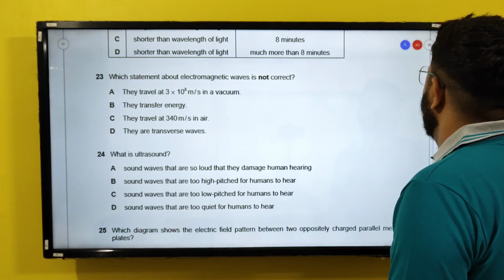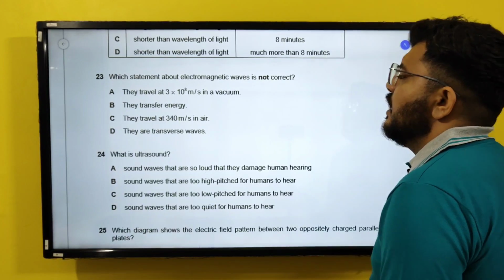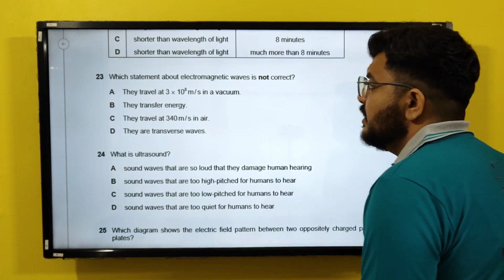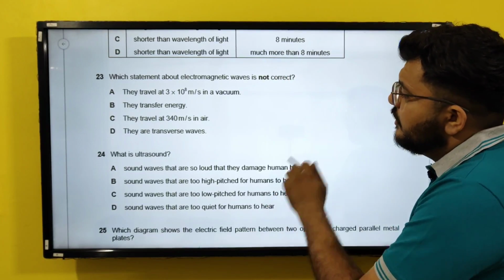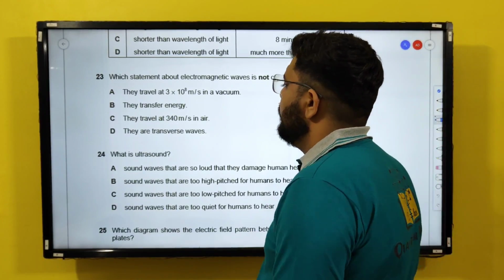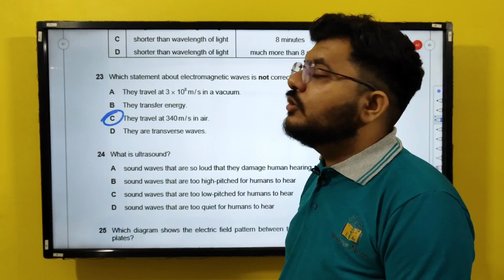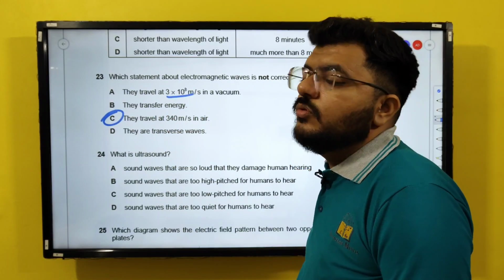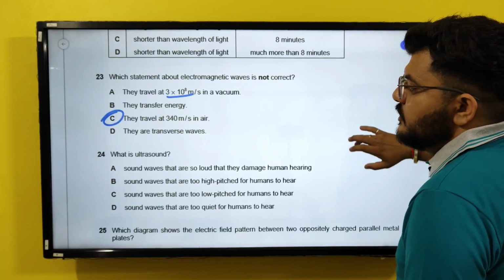Question 23. Which statement about electromagnetic waves is not correct? They travel at 3 into 10 to the power 8 meters per second. They transfer energy. They travel at 340 meters per second in air. This is incorrect. In air also they travel at this speed only, right? And therefore that's your answer.